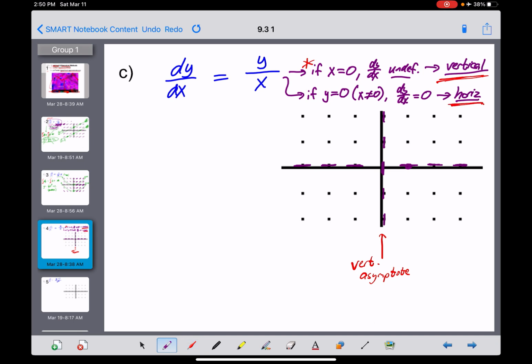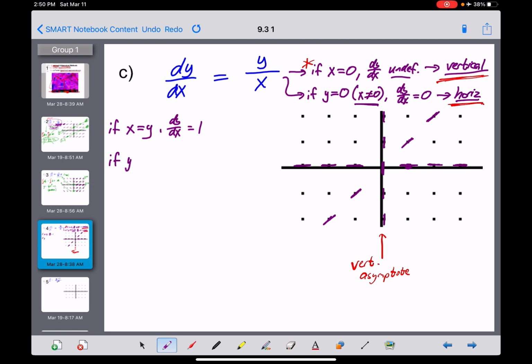Here's another little kick, guys. If x were equal to y, again, assuming then that we're not talking about a spot where x is 0, then your derivative, dy dx, is going to equal 1. That happens right here at the point 1, 1, so a slope of 1, and the point 2, 2, and I'm not done yet. -1, -1, -2, -2. There we go.